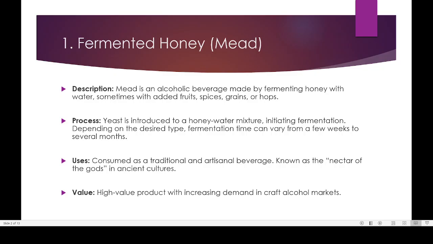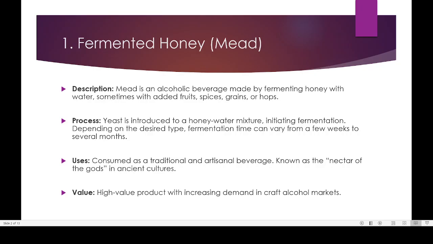Now, about the nature of fermented honey, it is an alcoholic beverage made by fermenting honey with water. That is known as fermented honey. We take water, mix water and honey, and sometimes we also add some fruits, spices, grains, etc. That kind of honey is known by the name fermented honey. There is a picture I will show you.